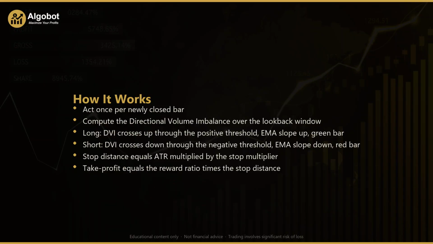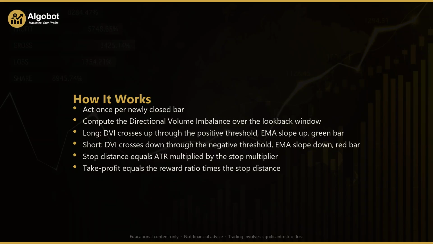Let's walk through the logic step by step. The expert advisor works on closed bars, so it evaluates everything once, when a fresh bar completes, and ignores the noise of every tick in between. On each new bar, it recomputes three ingredients. First, the directional volume imbalance over the look-back window, which by default is 20 closed bars. Second, a trend moving average and its slope, using an exponential moving average with a default period of 50. Third, the average true range, over a default of 14 bars, which measures current volatility.